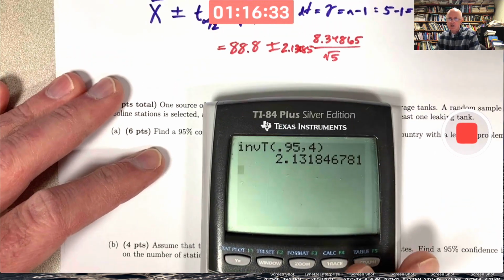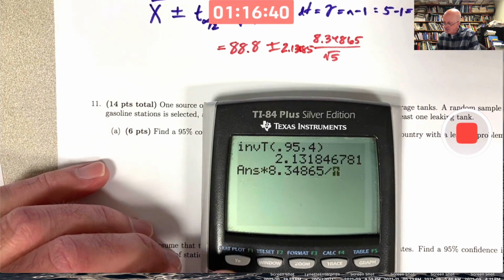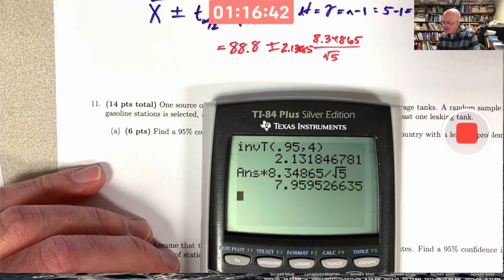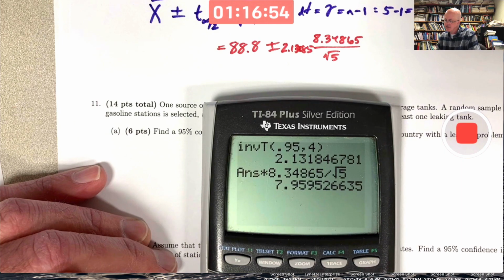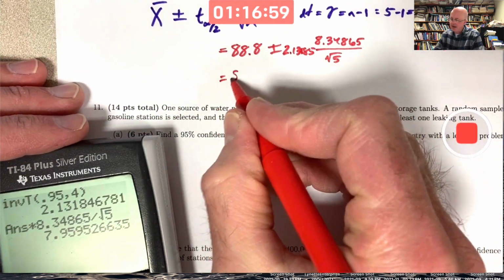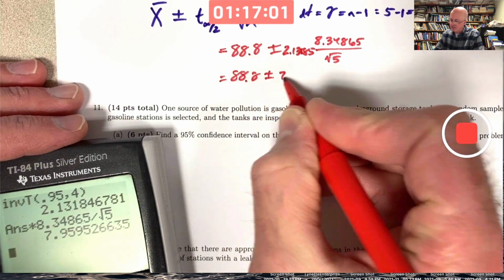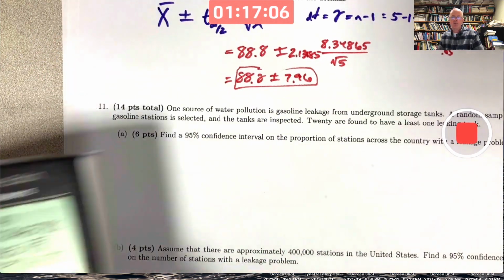Let's just do this multiplication all at once here, times 8.34865 divided by square root of 5. Yes, sample size is 5. Degrees of freedom is 4. So this gives 7.9595. Rounding to 2 places after the decimal, that would be 7.96. So 88.8 plus or minus 7.96. We could also write it in endpoint form. I won't bother.